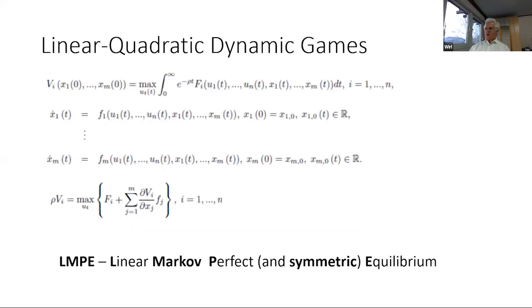Okay. So I'll set up, I think this is familiar stuff to everyone. We have a dynamic game here formulated for M players. And then, of course, in order to determine Markov perfect equilibria, we have to solve the Hamilton-Jacobi-Bellman equation. And the focus of this investigation is on linear Markov perfect and important symmetric equilibria. Okay?